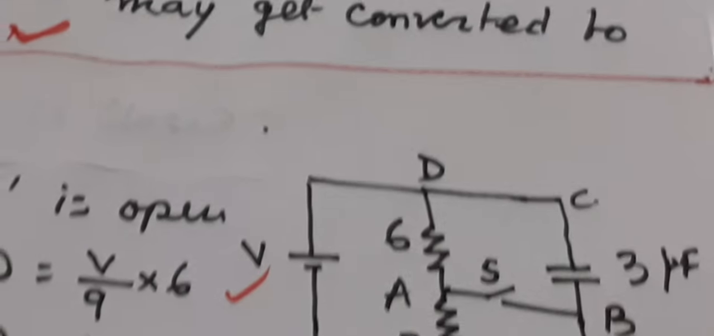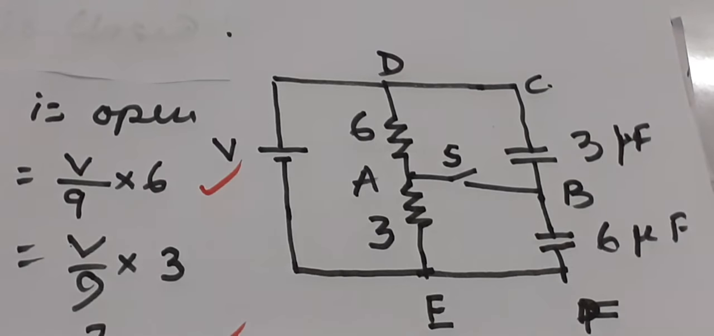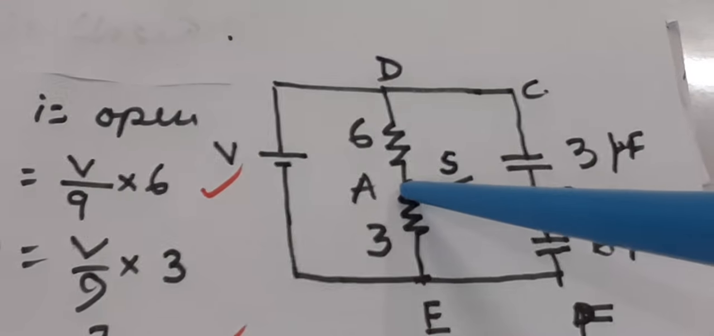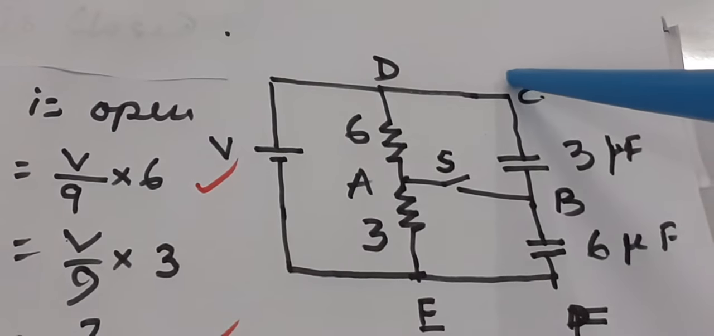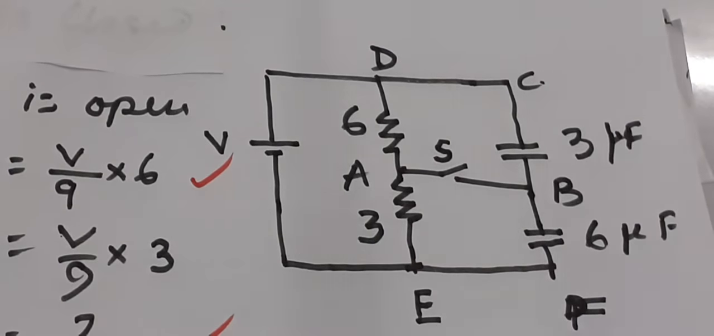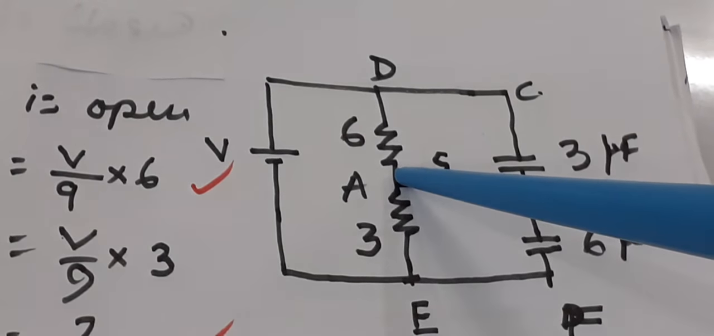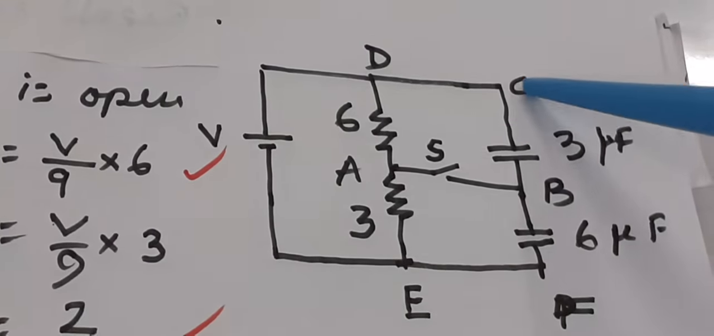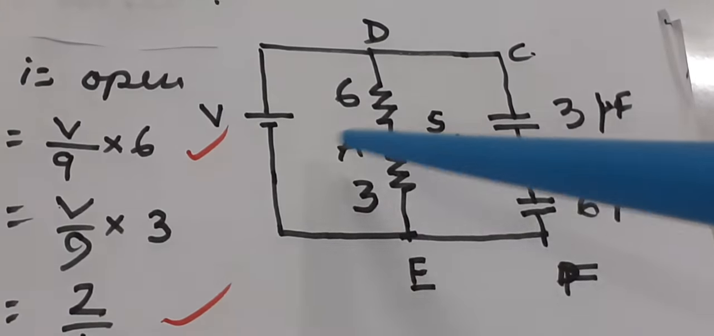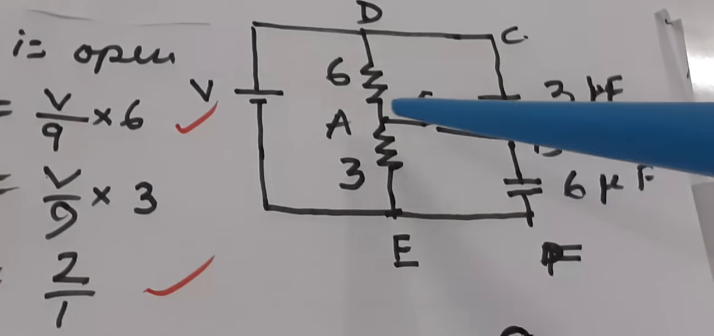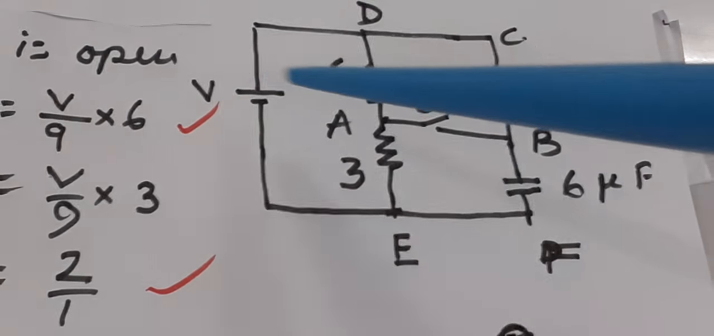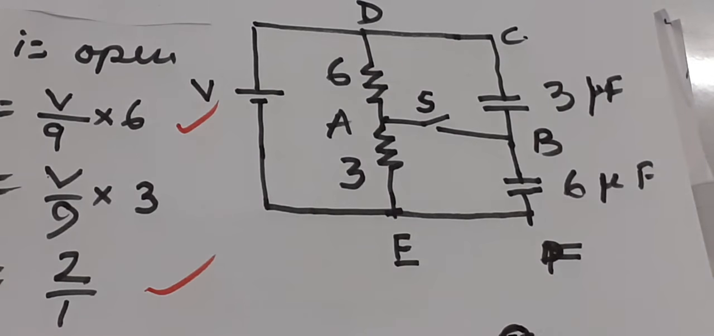That means the potential drop across DA and CB is the same. What it means is, V minus this drop will give the potential at A. Similarly, V minus this drop will give the potential at B. As A and B have the same potential, after connecting this switch, no charge will flow from left to right or right to left. So A will be the answer for this particular problem.